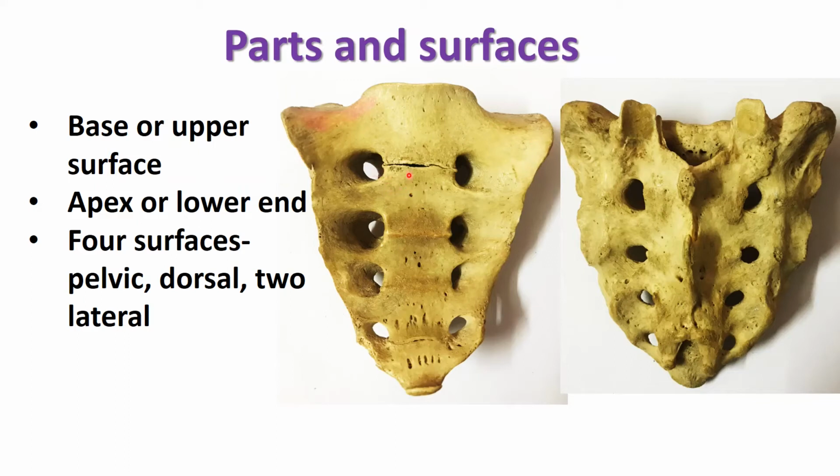Sacrum is divided into a middle portion and lateral mass by the rows of foramina. So here you can see the pelvic foramina and here the dorsal foramina. This middle portion, which is traversed by the sacral canal, is the middle portion, and this lateral portion is the lateral mass of the sacrum.